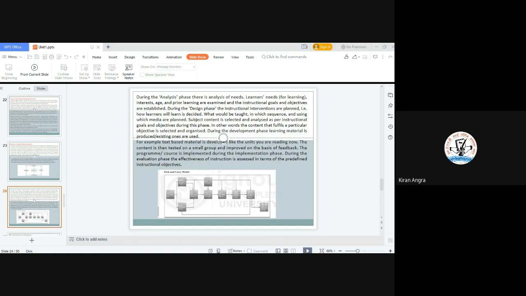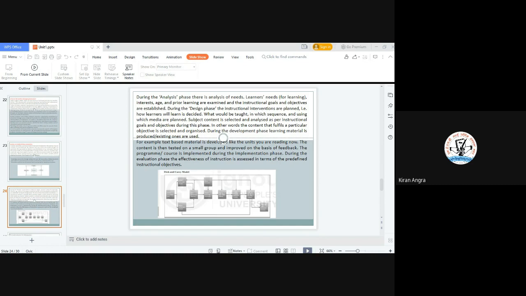Then there comes the ASSURE model. This model also has the following steps. This is an acronym. A stands for analyze the learners. Learners' needs and characteristics are examined. S is state standards and objectives for the instruction, so the learners will be able to follow the instruction.